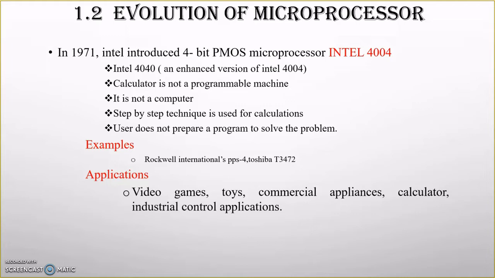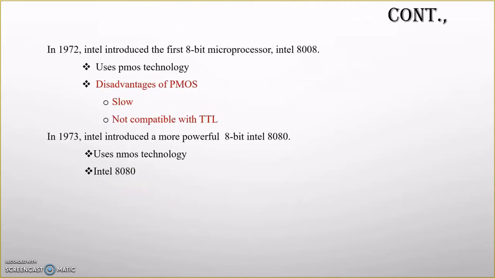A calculator is not a programmable machine. It is not a computer. Calculator is a step-by-step technique which is used to perform calculations. The user does not prepare a program to solve the problem with the help of a calculator. Examples of Intel 4-bit microprocessors are Rockwell International and Toshiba. Applications include video games, toys, commercial appliances, calculators, and industrial control applications.